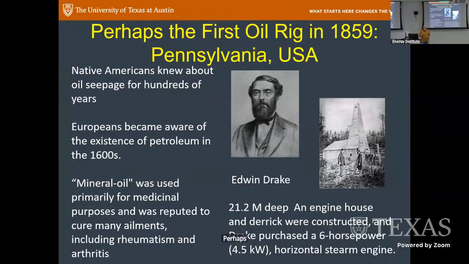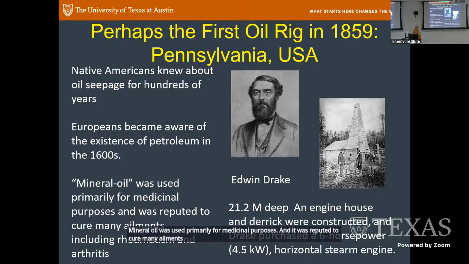Perhaps the first oil rig in the world came in 1859. Native Americans knew about oil seepage for hundreds of years. Europeans became aware of the existence of petroleum in the 1600s. Mineral oil was used primarily for medicinal purposes and was reputed to cure many ailments, including rheumatism and arthritis.